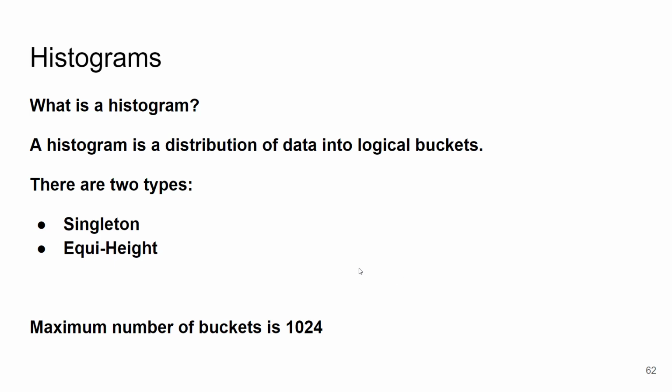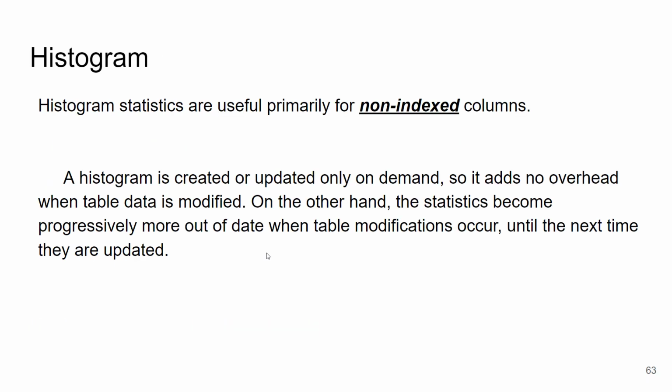Now, we have 2 types of histograms. Singleton, where each logical bucket holds a single value or the same range of values. Also, equi-height. You're going to have 10 buckets, and you're going to put 10% of all your data into each of the buckets. The maximum number of buckets you can have is 1,024. Now, histograms are useful usually for data you cannot index or don't want to index.